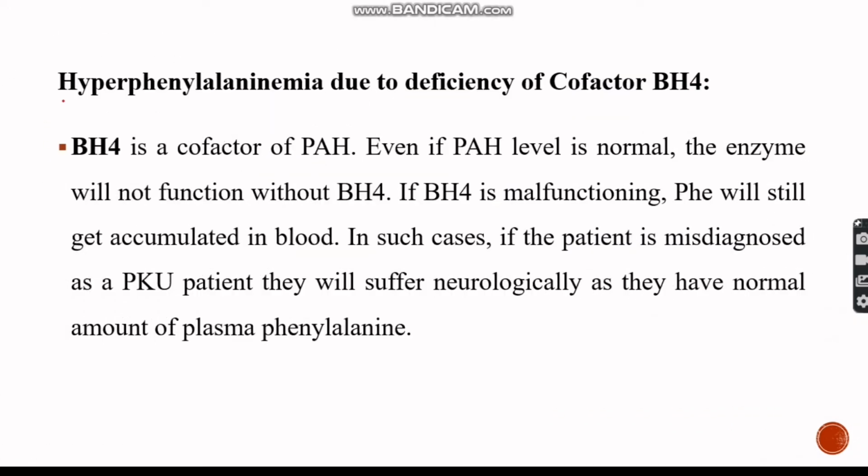The last one is hyperphenylalaninemia due to deficiency of cofactor BH4. As I've told you, if the cofactor is not working properly but the enzyme is normal, then again phenylalanine will not be converting to tyrosine. So BH4 is a cofactor of PAH. Even if pH level is normal, the enzyme will not function without BH4. So if BH4 is malfunctioning, phenylalanine will still get accumulated in the blood.